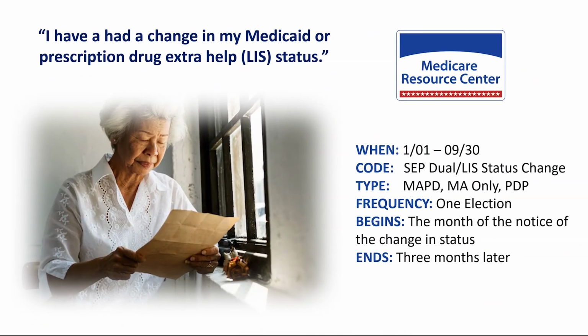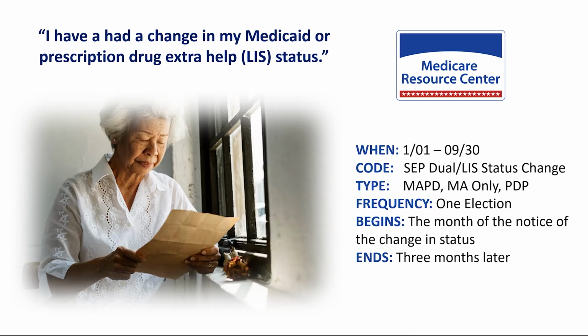Let's look at another one. Now, a lot of insurance agents, you folks out there, are familiar with the whole Medicaid thing. And this has kind of changed over the years. The enrollment period or special enrollment period that we get in 2026 is SEP dual / LIS, because dual could mean something else. LIS means low income subsidy, meaning they have the prescription drug extra help program. And there's a status change, okay? You can enroll into any plan that you want from January 1st through September 30th.